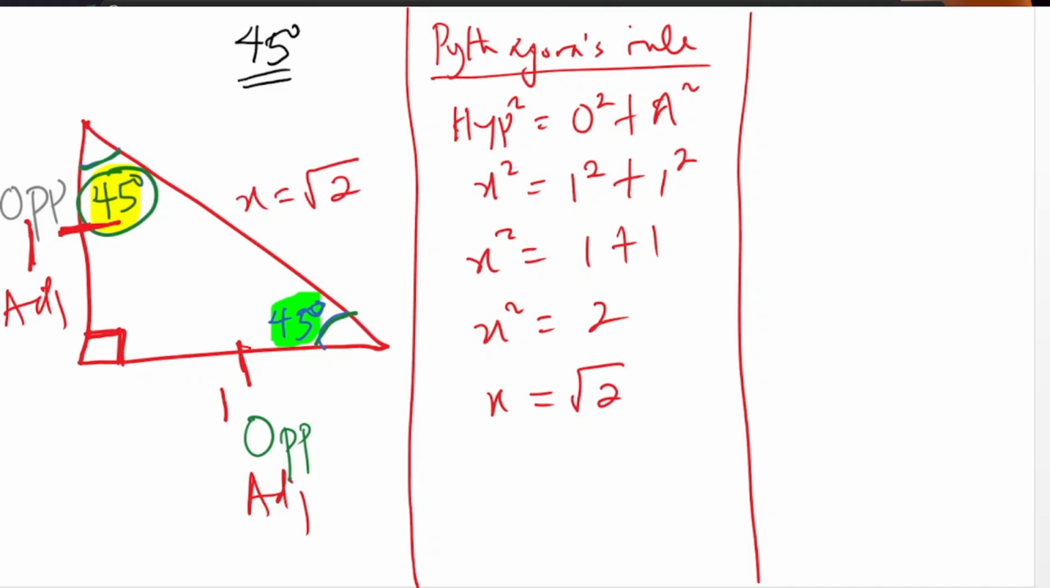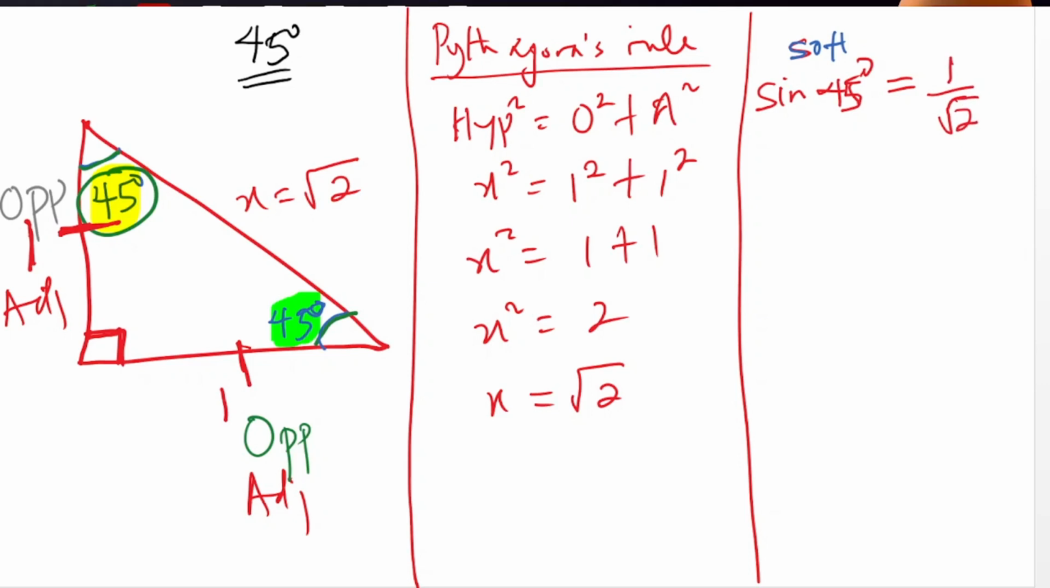So the next thing now is to apply it. What is sine 45? What is cos 45? What is tan 45? In that case, sine 45 degrees. Sine, which is SOH, which means sine theta equals opposite over hypotenuse. So in this case, what is our opposite? It is 1. And what is our hypotenuse? It is root 2, that is square root of 2.